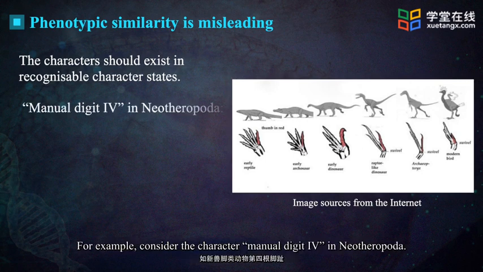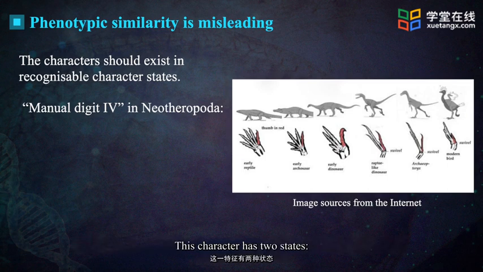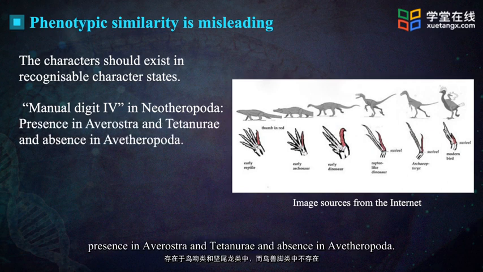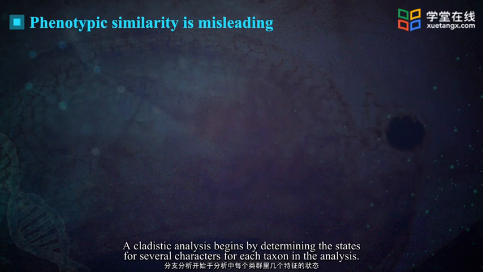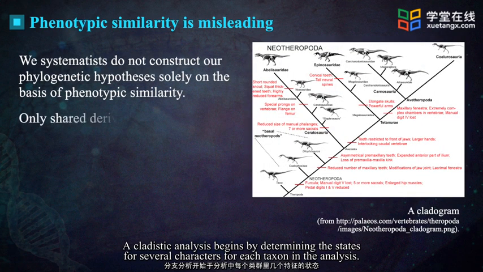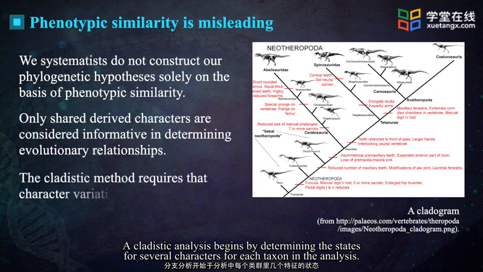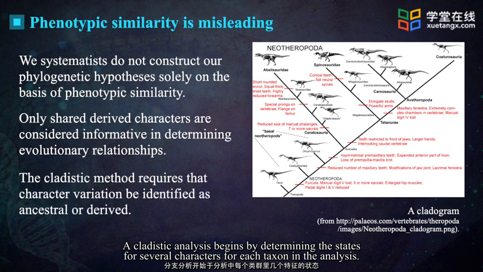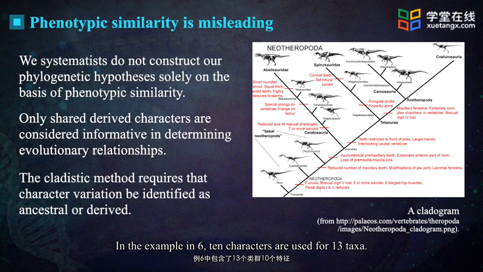For example, consider the character manual digit 4 in Neotheropoda. This character has two states, presence in Averostra and Tetanurae, and absence in Avetheropoda. A cladistic analysis begins by determining the states for several characters for each taxon in the analysis. In the example, 10 characters are used for 13 taxa.